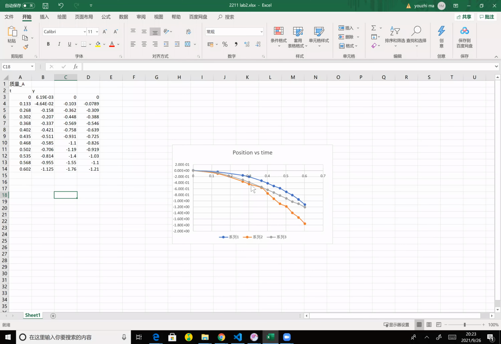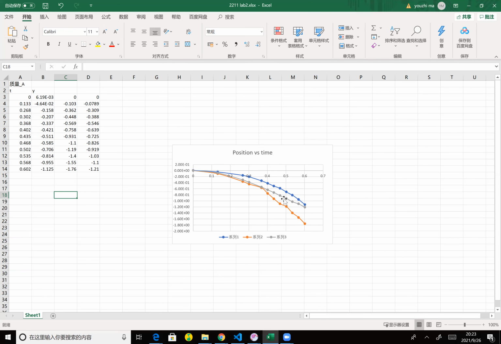We can see that the blue one is my real life experiment, and the orange one is my computational model one. So both of them do not have a drag force, but actually for the real life experiment, we have an air resistance force, but the time is so short that the final air resistance force is not equal to the weight. So the graph of computational model one is similar to the real life experiment.